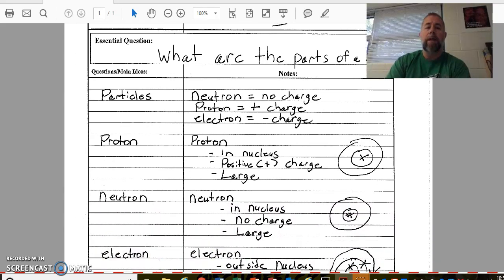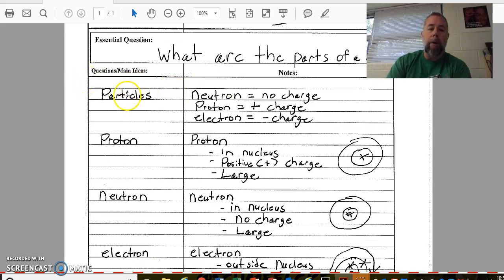But see how I'm writing particles that we need to know. Here's my three. I'm writing proton. When I do it again here, I am indenting. That is so later on when you look at it, your eye goes right from there. You know that proton isn't the same as in the nucleus. In the nucleus is information about the proton.